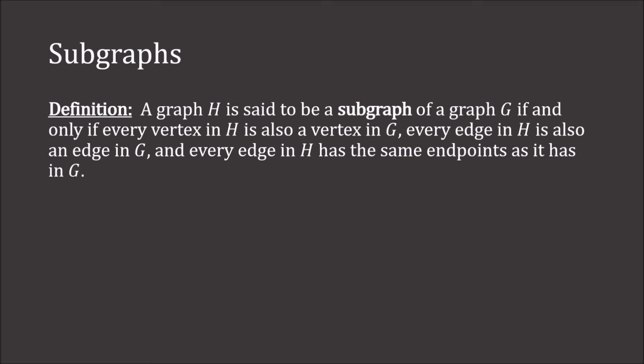Basically, H is a subgraph of G if V of H, the set of vertices in H, is a subset of the set of vertices in G. That's what it means for every vertex in H to be a vertex in G. And the set of edges in H is a subset of the set of edges in G. Furthermore, every edge in H has to have the same endpoints as it has in G. So the edge endpoint functions must be equal.